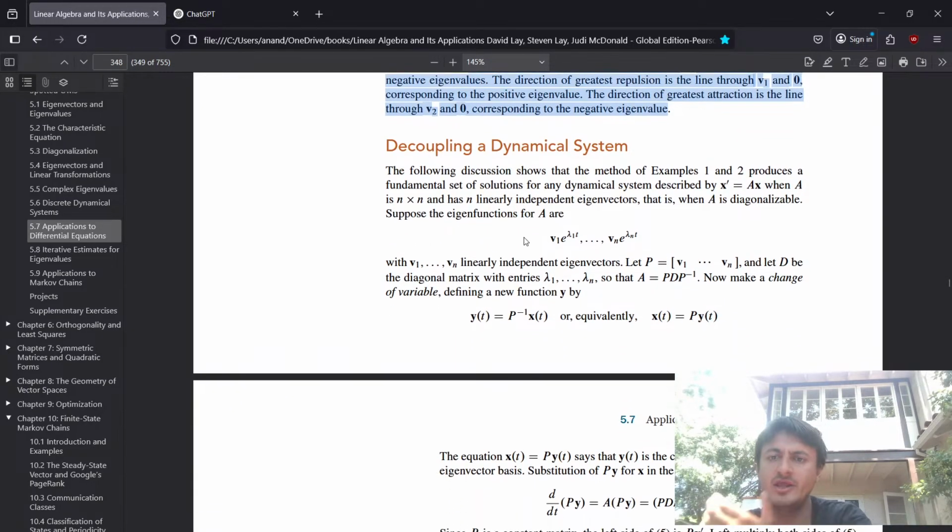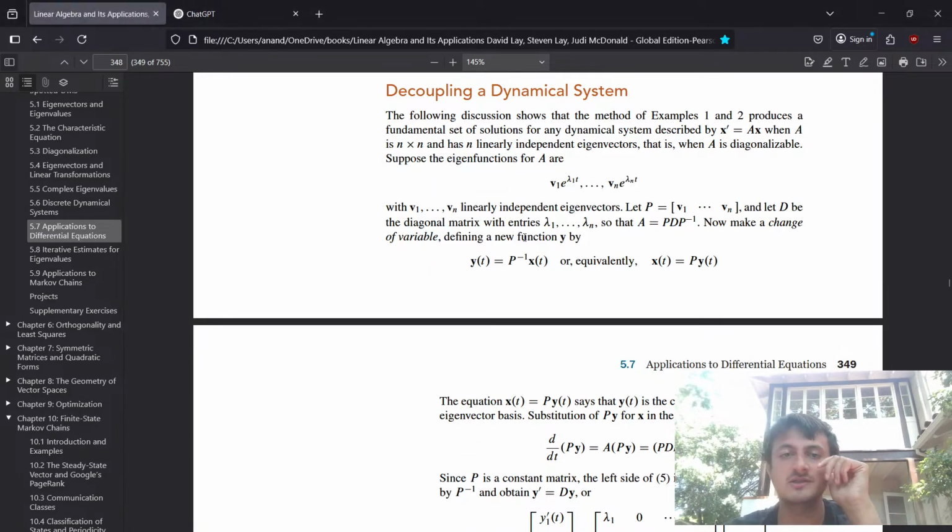All right, decoupling a dynamical system. This actually is pretty interesting. The following discussion shows that the method of examples 1 and 2 produces a fundamental set of solutions for any dynamical system when A is n by n and has n linearly independent eigenvectors. That is, when A is diagonalizable.